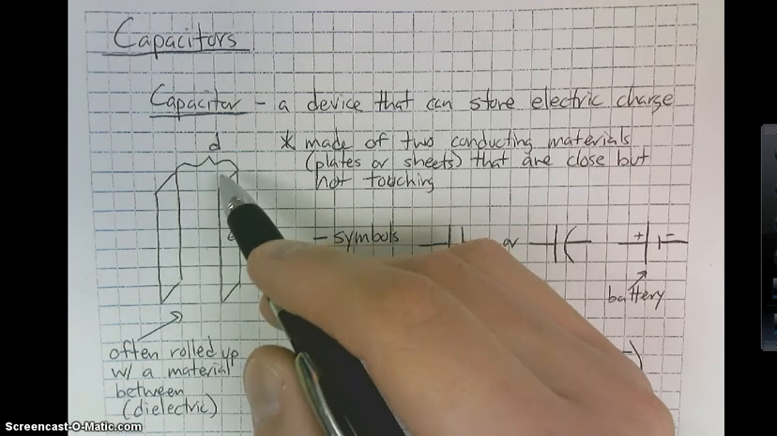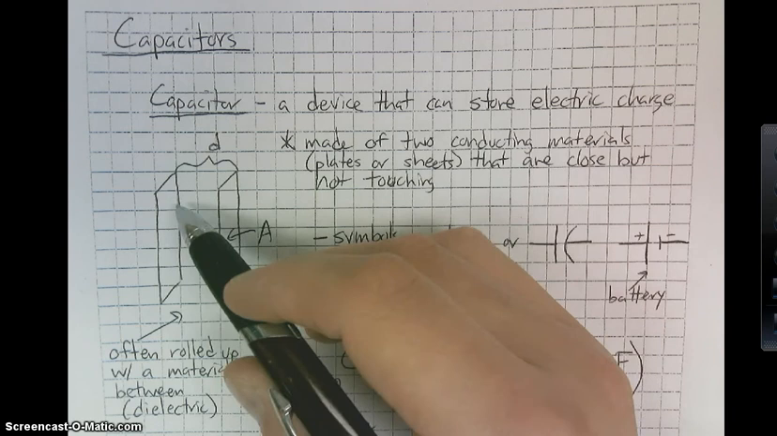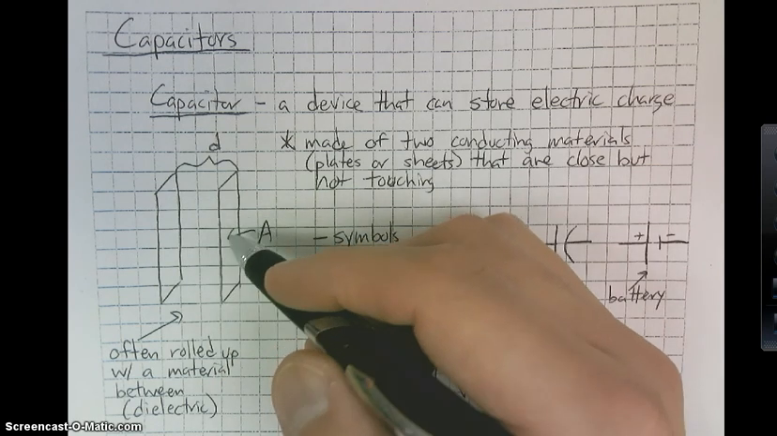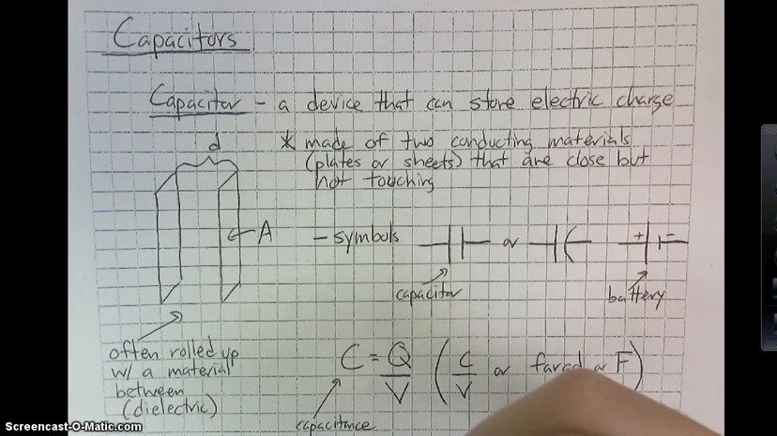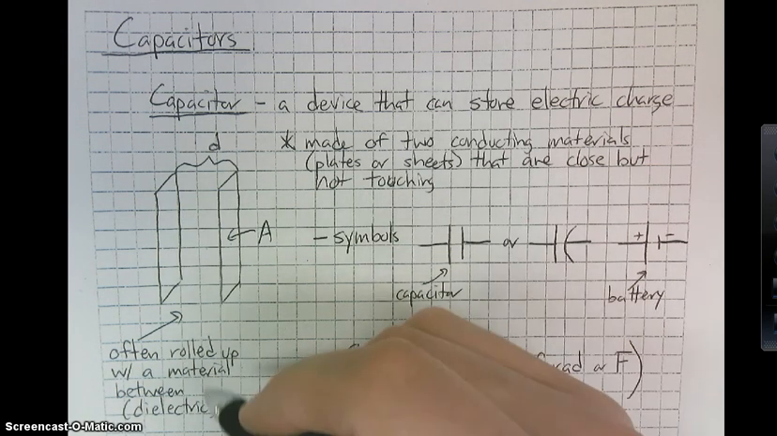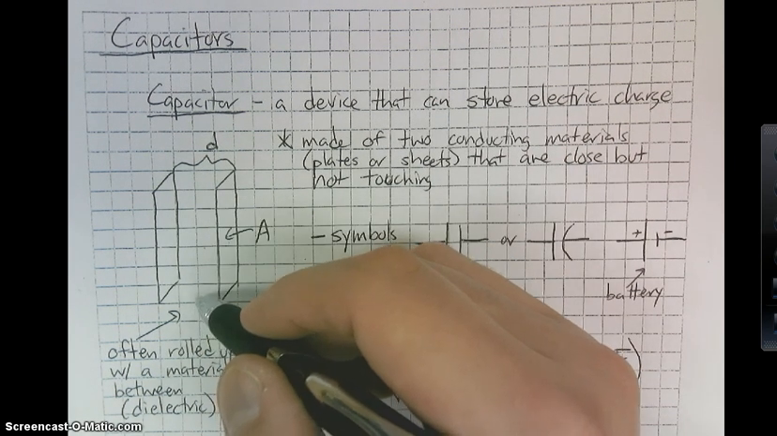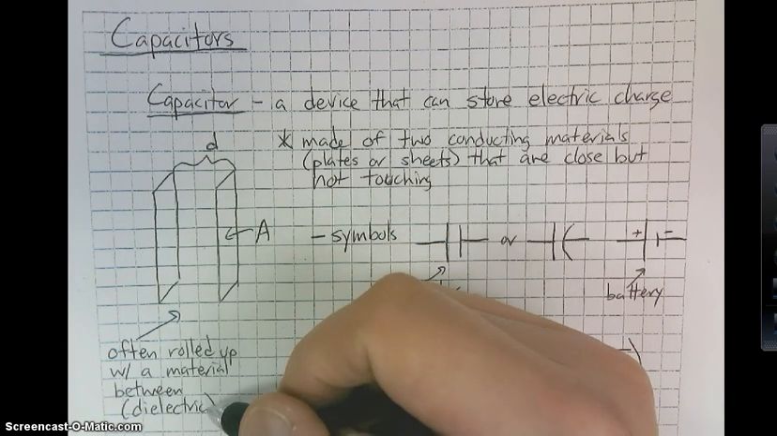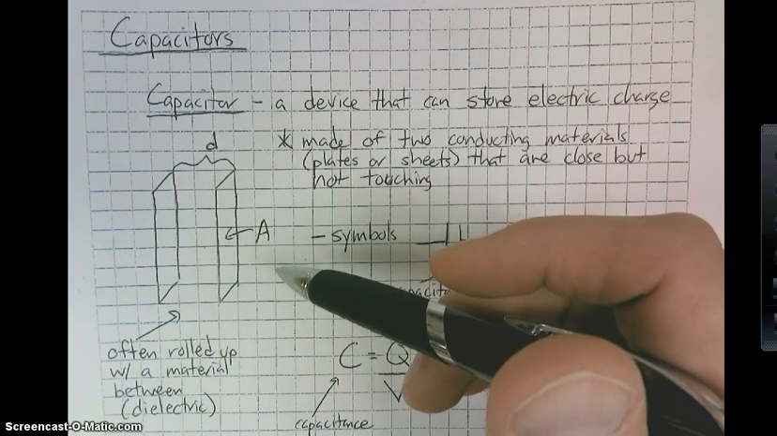Now, most capacitors that you'll see aren't just big plate capacitors, although they could be, I guess. But most oftentimes you're going to see them rolled together with something in between, something that does not conduct. That particular material is generally called a dielectric, so that it keeps those two conducting plates separate from each other.